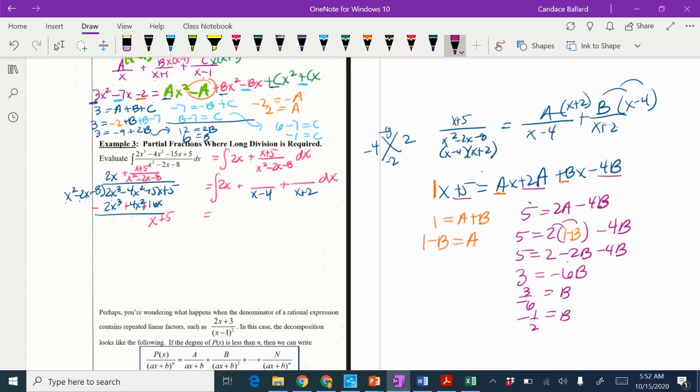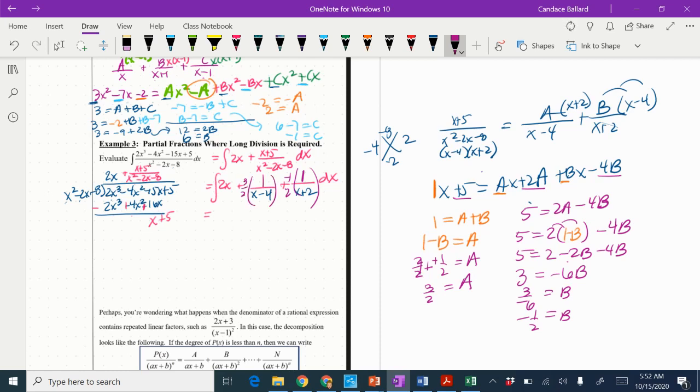So that means this piece is negative 1/2. I'm just going to put it in front. And then I'm going to put in the 1 minus negative 1/2. The double negative is going to go positive. I'm going to pretend that's 2 over 2. So A is 3/2. So I'm going to put a 3/2 in front of this one.